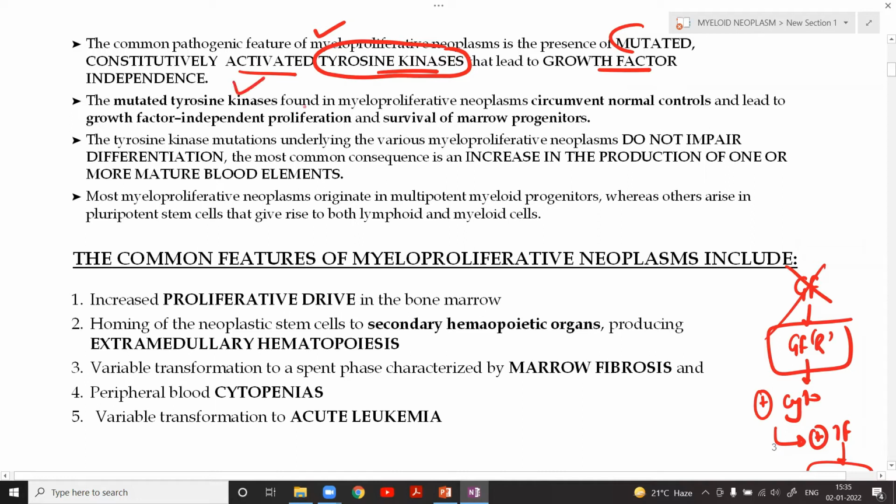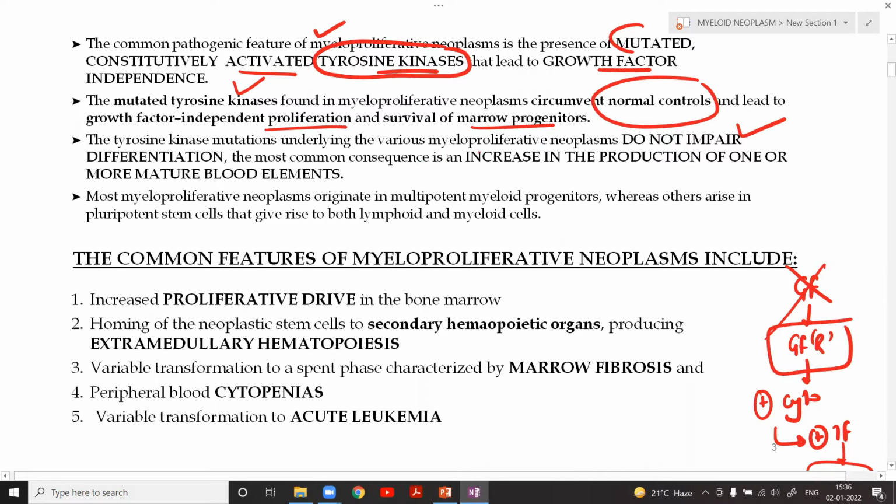Now, the mutated tyrosine kinases found in myeloproliferative syndromes circumvent the normal control. As I told you, they do not depend on the normal control, and it leads to growth factor independent proliferation and survival of marrow progenitors. Now, the tyrosine kinase mutations underlying the various myeloproliferative neoplasms, remember, do not impair differentiation. So completely normal differentiation occurs. There is no problem with the differentiation at all. All these cells that we see over here have normal growth. They do not show dysplasia.